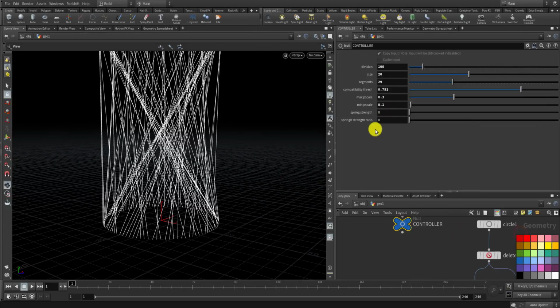Apply. And for spring strength ratio, if I keep this to 1, and the spring strength is like 0.1, then for each iteration, the strength of the spring will be kept as 0.1. But if I set the spring strength ratio to 0.9, then for each iteration, the spring strength will be multiplied by this ratio. So for the next iteration, this number will be 0.09, and so on.